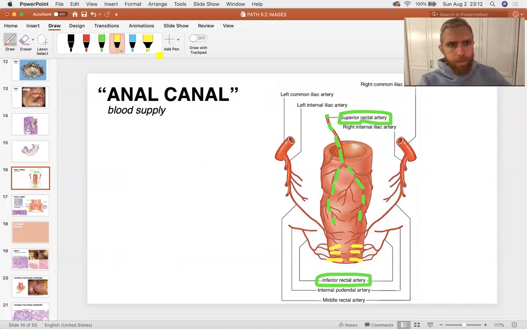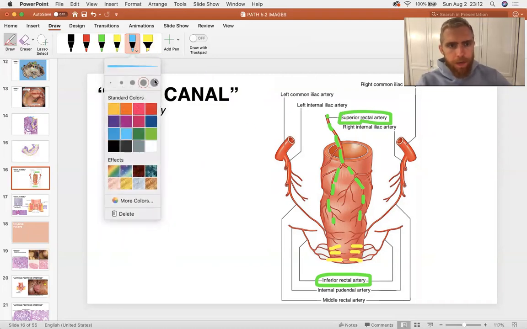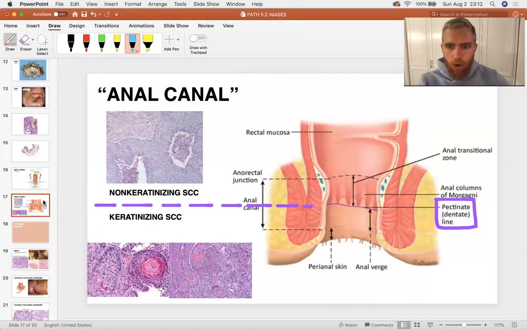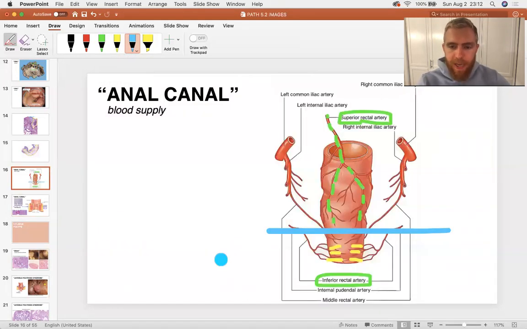So in between the distributions of these two arteries, you have this thing called the pectinate or dentate line, which I've illustrated in blue. And the difference between internal and external hemorrhoids is where they sit relative to this line, where they originate, namely because they can prolapse. Internal hemorrhoids originate above the dentate line. External hemorrhoids originate below the dentate line.